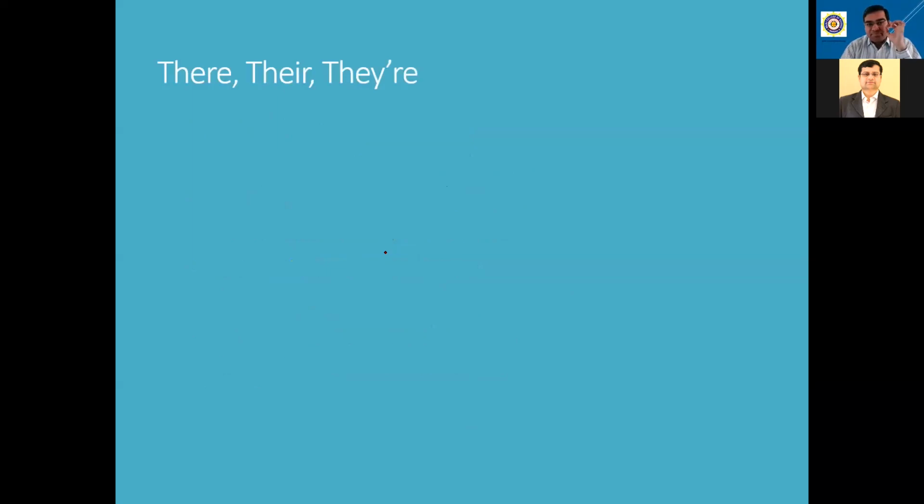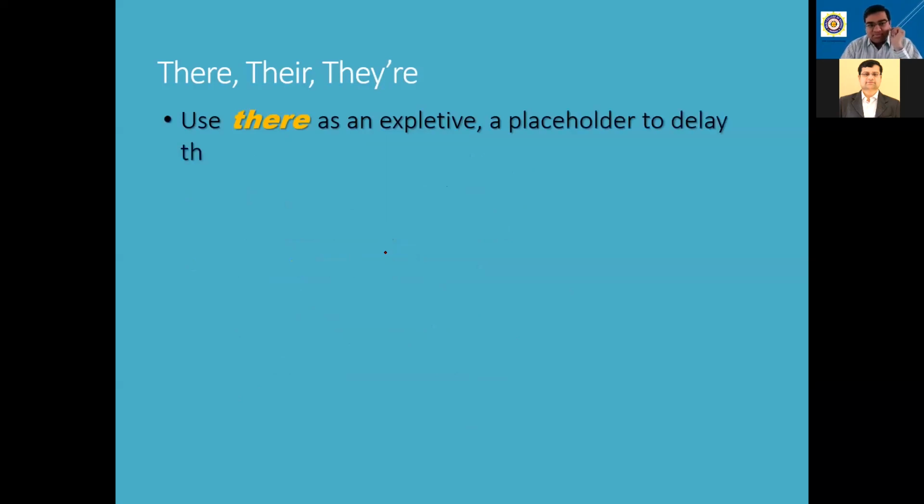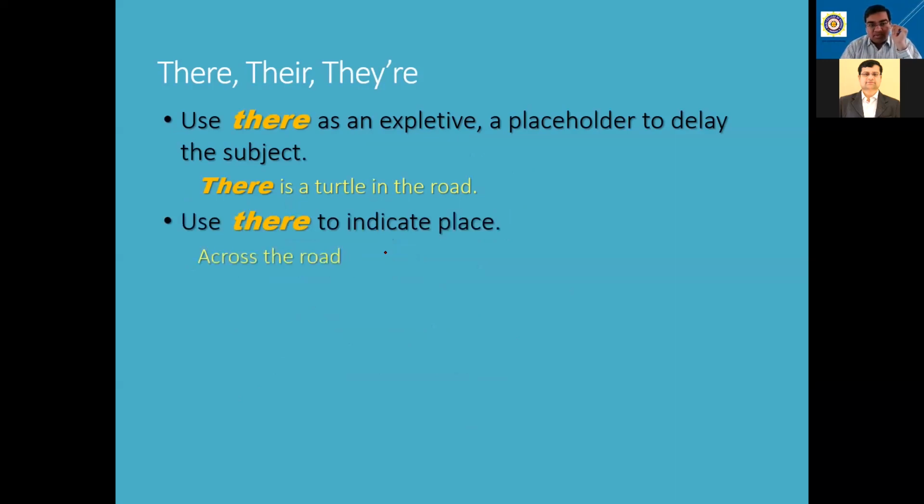There, their, they're. Right. So there represents a place. There is a turtle in the road. Across the road is a lake. The turtle hopes to get there before a car hits him.